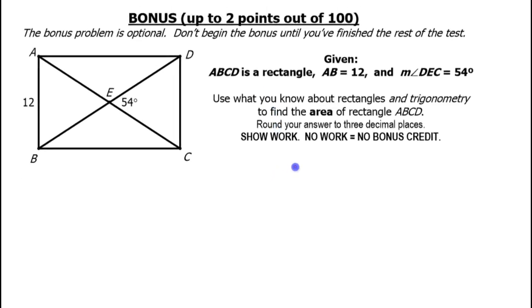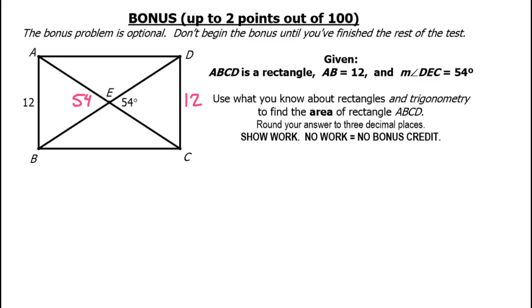Alright, now we have a bonus problem. So let's see what we can do with this. This is a rectangle, so don't forget about symmetry, which should make this somewhat easier to do. Let's fill in everything we can. Because this is vertical angles, this is 54, so this will be 54. I see the 12 length over here, so this is going to be 12 over here. I'm just filling in all the angles that I can.